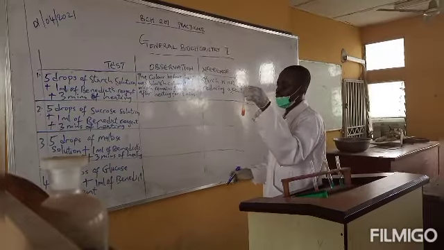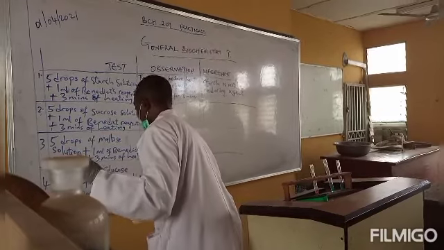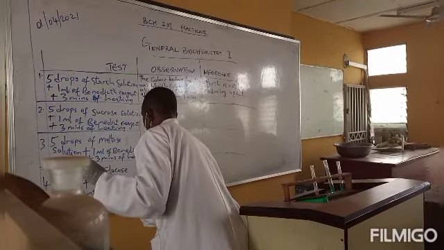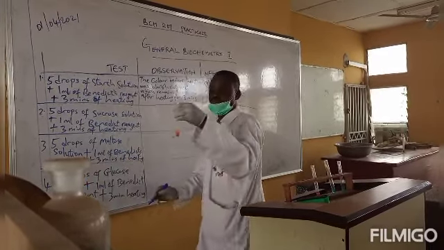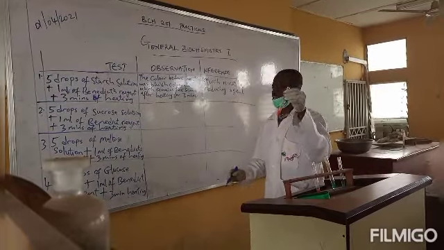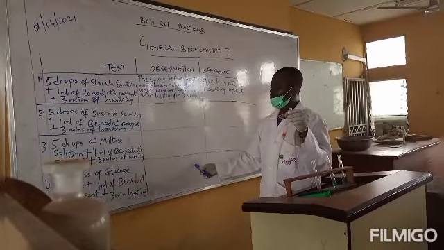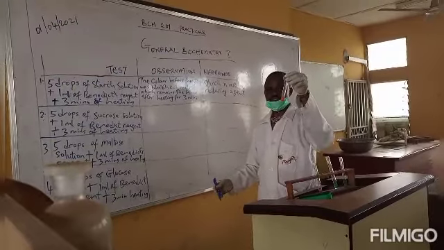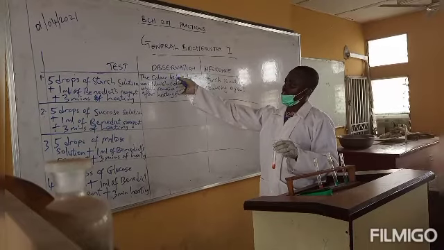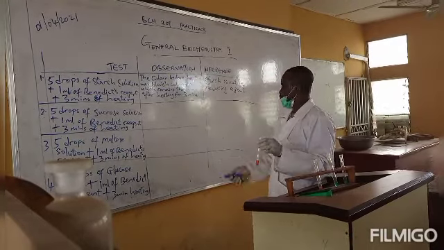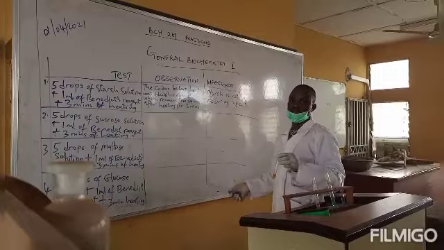For glucose, 5 drops of glucose solution plus 1 ml of Benedict reagent with 3 minutes of heating. This reaction goes from the initial bluish color to the color I'm holding here now. So put your observation here as I did for the starch solution. Put your observation for glucose under the observation column and give your inference.